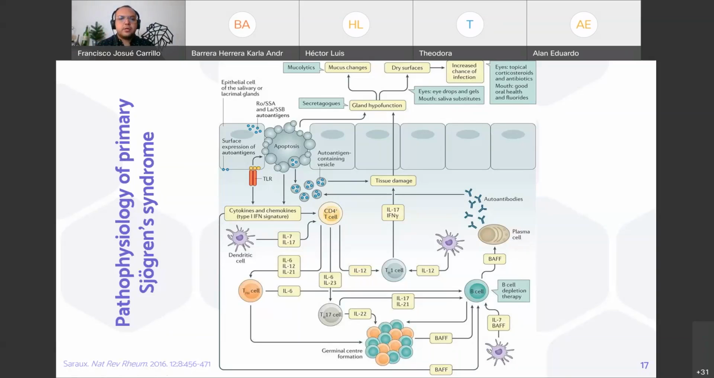interleukin 6, interleukin 12, interleukin 23, interferon gamma, etc.